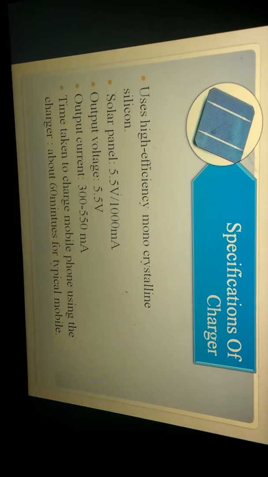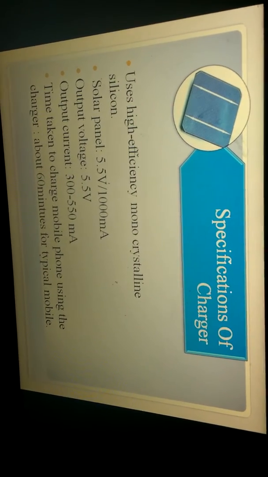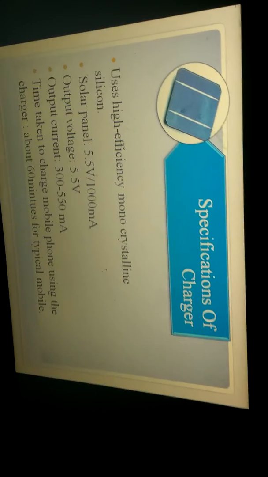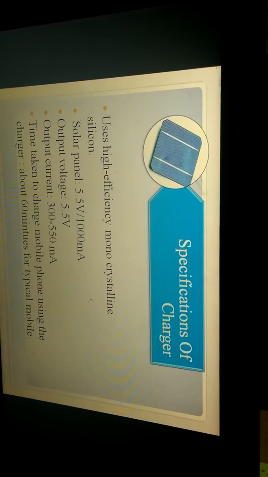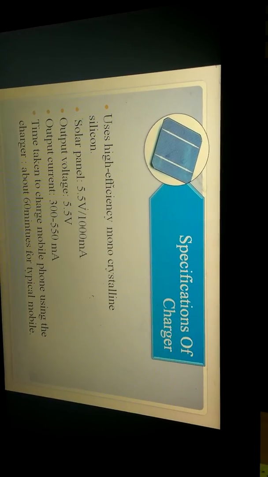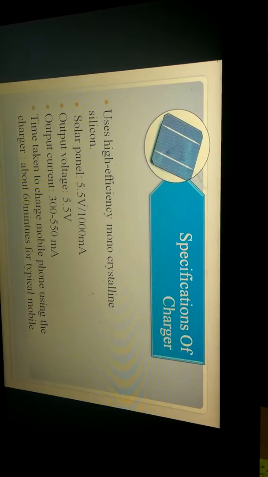Next is the specifications of a charger. We know that this solar panel is made up of monocrystalline silicon. The solar panel generates a 5.5 volt supply and 1000 milliampere supply. The output voltage that we get is 5.5 volt, and the output current is 300 to 550 milliampere. The time taken to charge a mobile phone using the charger is at most 60 minutes, which is equivalent to a normal charger. Now I request my friend Usha Shekhawat to discuss the block diagram and the circuit diagram.